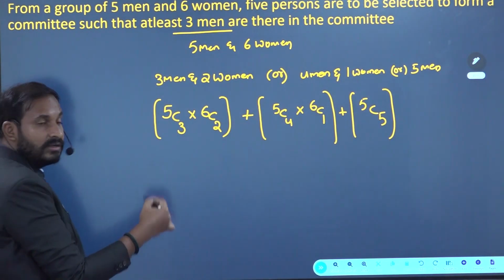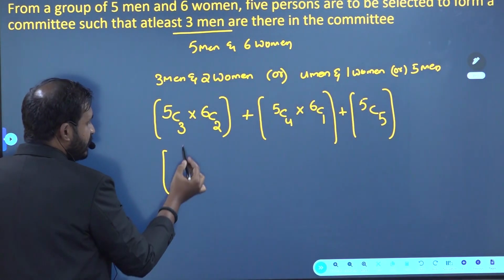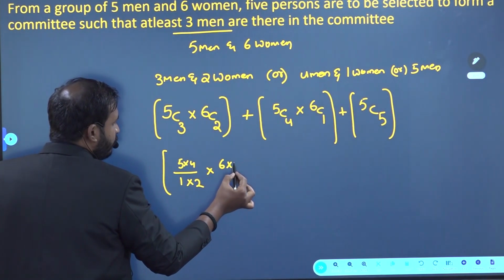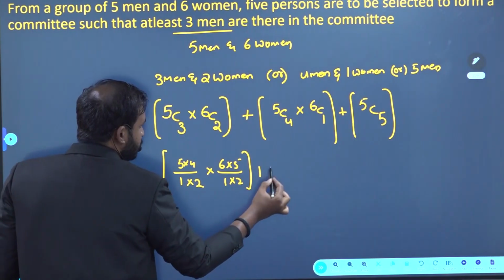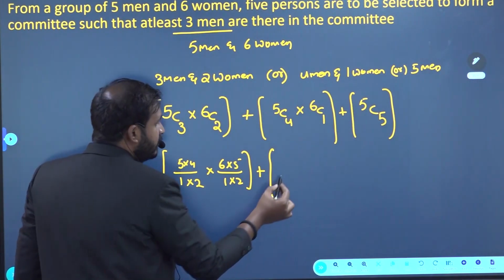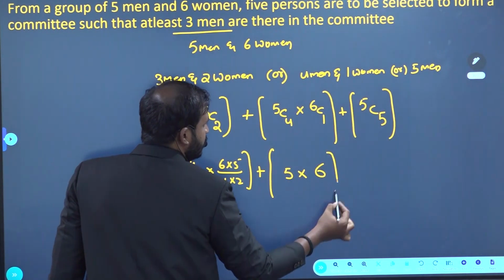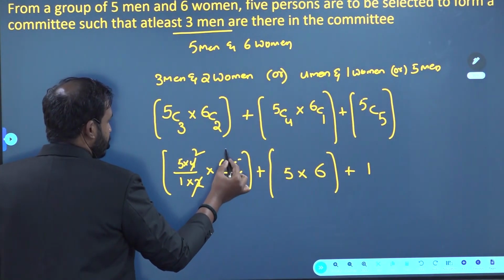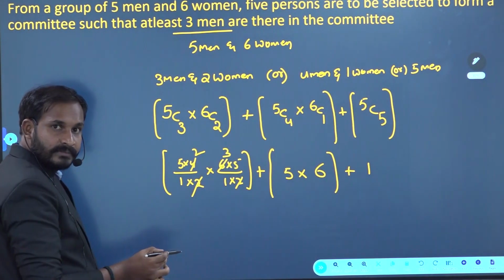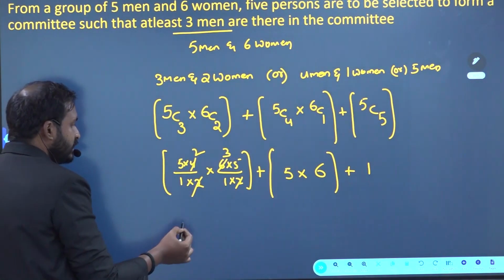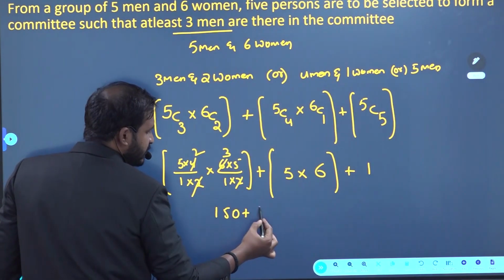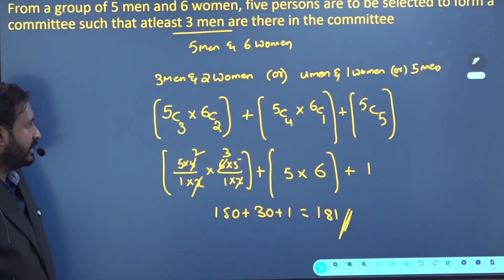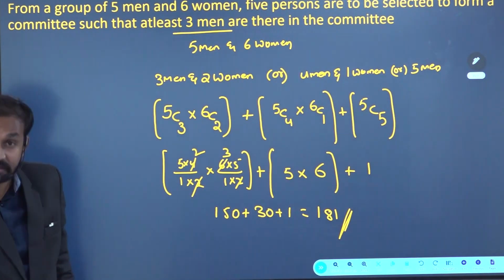So 5C3 means 5C2. So I can write 5C2 as 5 into 4 by 1 into 2, into 6C2 which is 6 into 5 by 1 into 2, plus 5C4 means 5C1 which is equal to 5, into 6C1 means 6 only, plus 5C5 means 1. Now what happens? 10 times 15 is 150, 5 times 6 is 30, plus 1. So in how many ways can I make the committee? In 181 different ways I can make the committee such that it has at least 3 men.